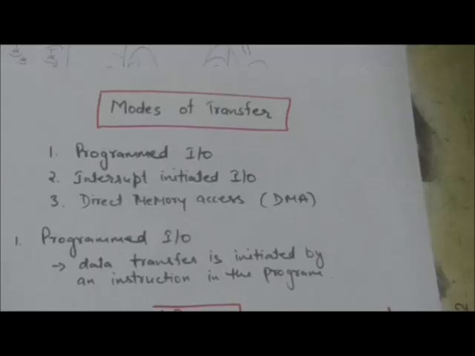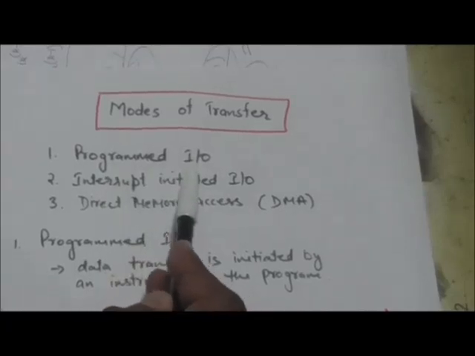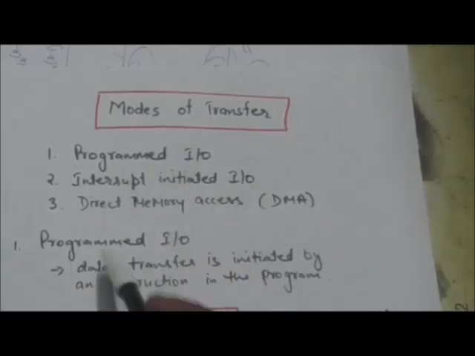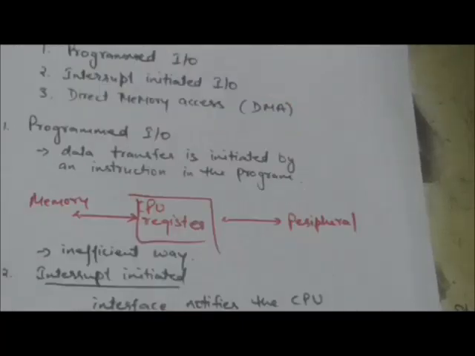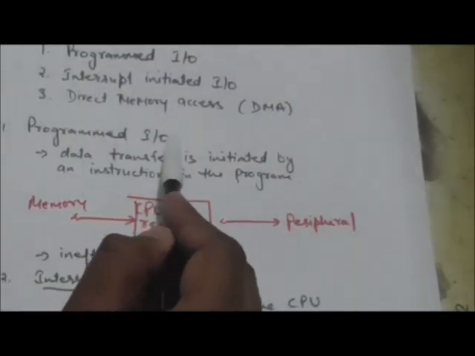Hello friends, welcome back. In this tutorial we will study how the data is transferred between the central computer and the input output devices. There are three modes of data transfer. First is programmed input output, second is interrupt initiated input output, third is direct memory access. So first we will study about programmed input output.